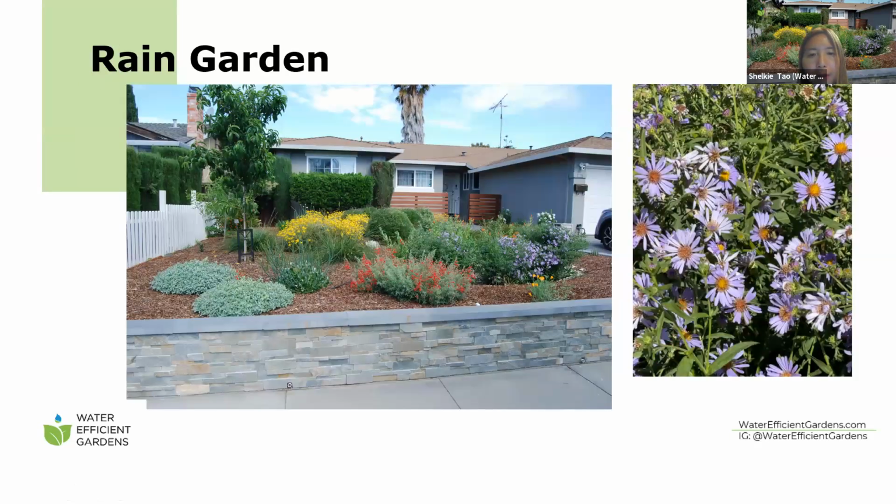So this is a rain garden right here. You can see this is a shallow depression, and the water just flows into this area during the rain time.